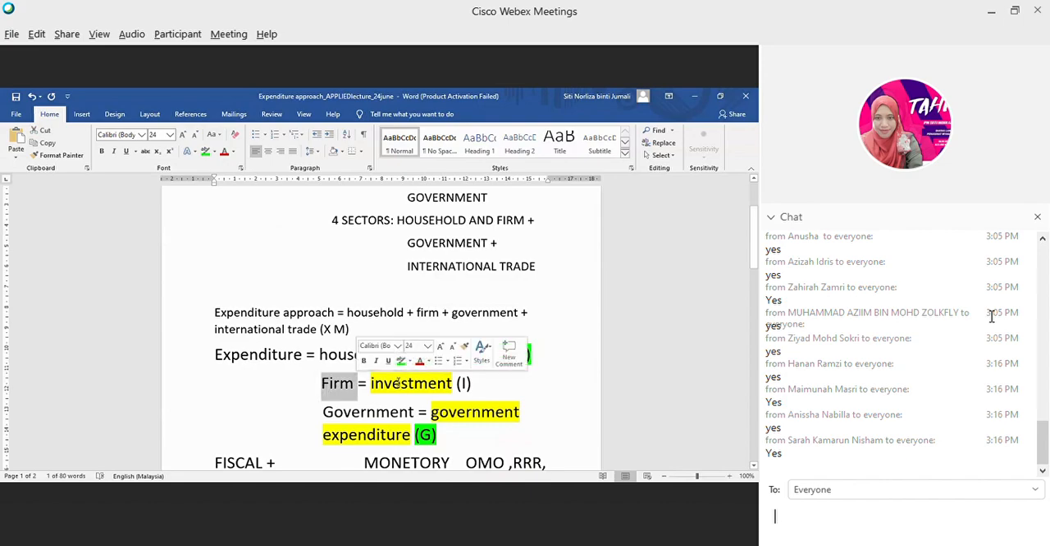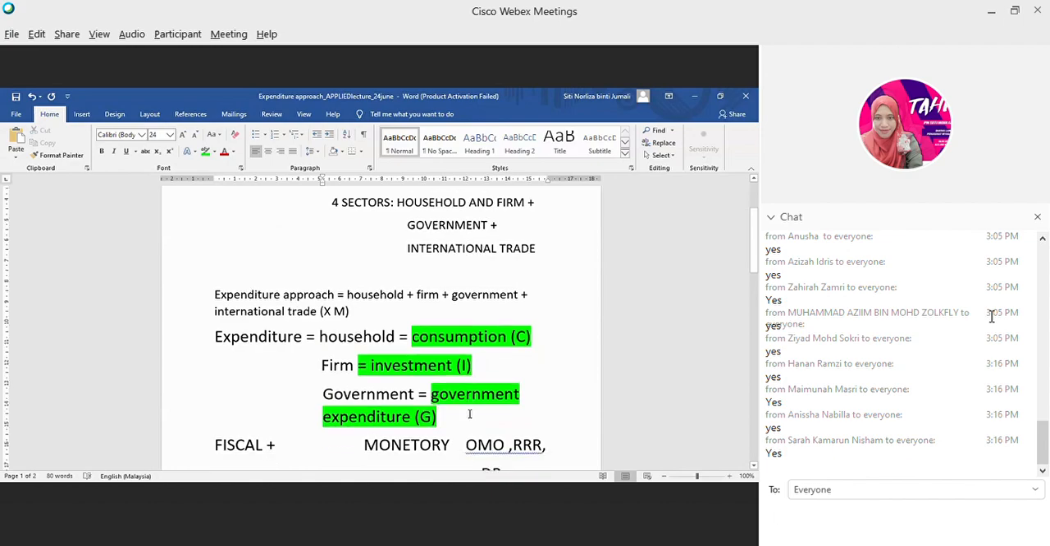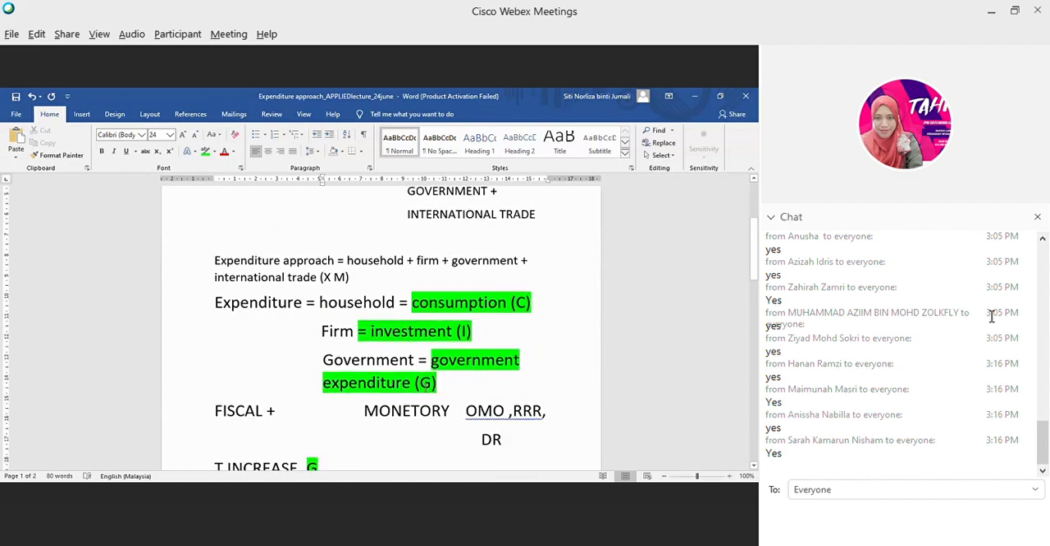For firm, the expenditure by firm is known as investment, which we use I for. Expenditure by government is government expenditure, the symbol is G. I hope you still remember the government expenditure. I already explained this, it is part of our fiscal policy. Government expenditure is one of the fiscal policy tools.